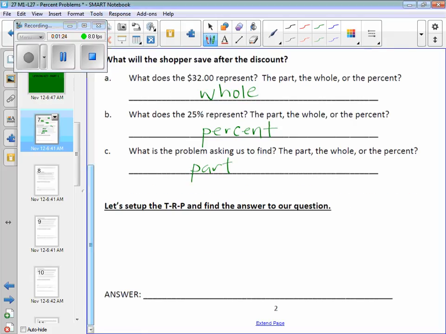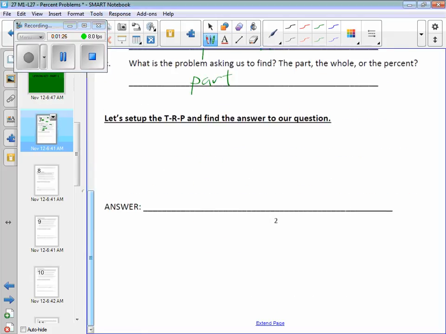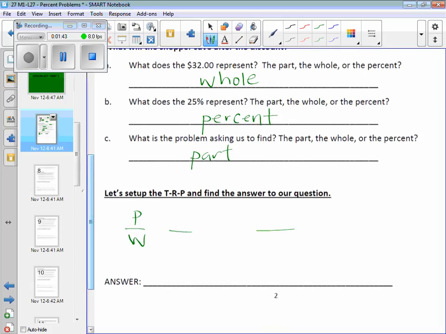Set up the TRP. Watch what I'm going to do. Leave space. And I'm going to ask you why I think I did it this way. All right, let's take the pieces that we've identified. If you're trying to find the part, then the part is the empty box right now.